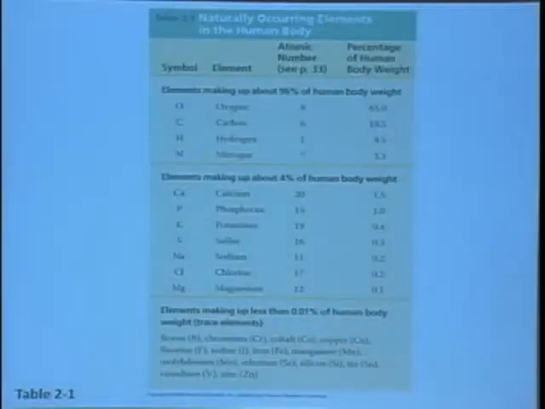This is also a table that's taken out of your book that shows the elements by their symbols from the periodic table. The name of the element here, its atomic number. Does anybody know what's atomic number? Okay, has to do with the number of electrons, right? Yep. And so the percentage of human body weight for each of these elements is shown over here.